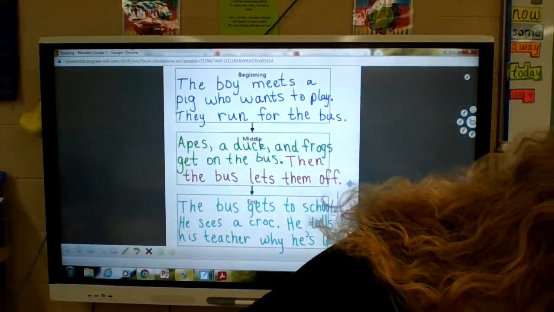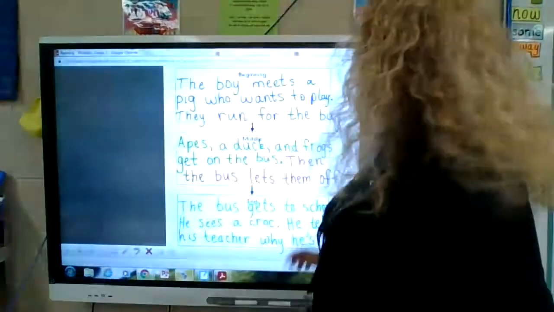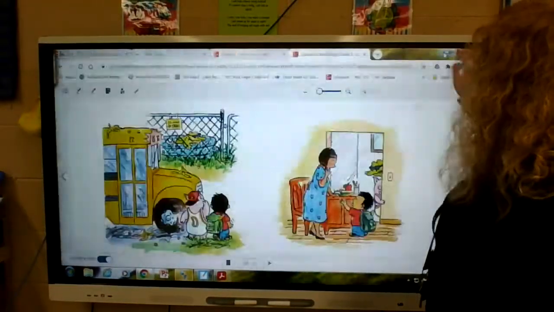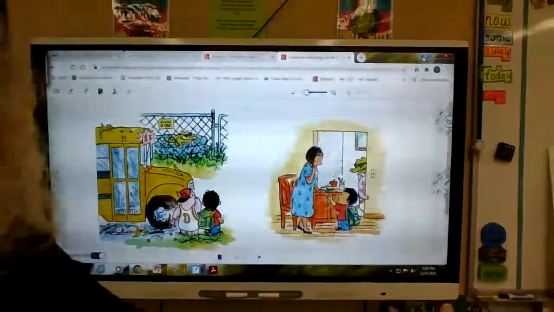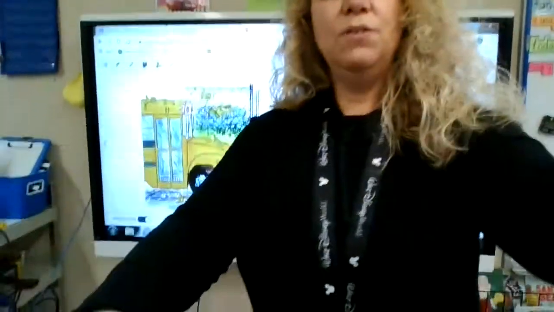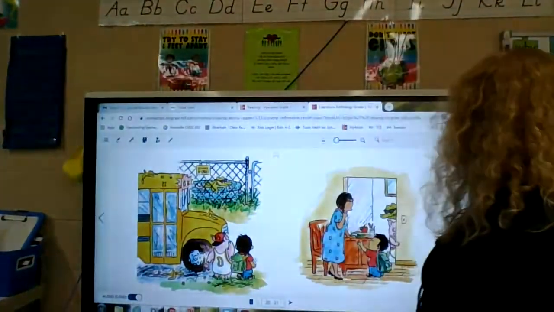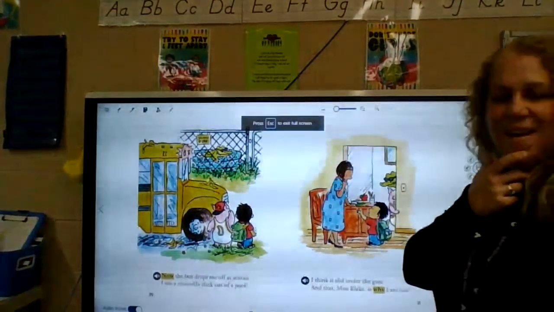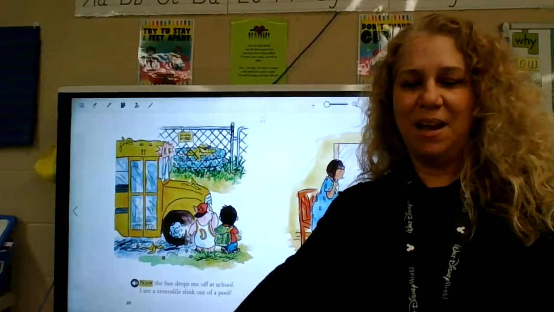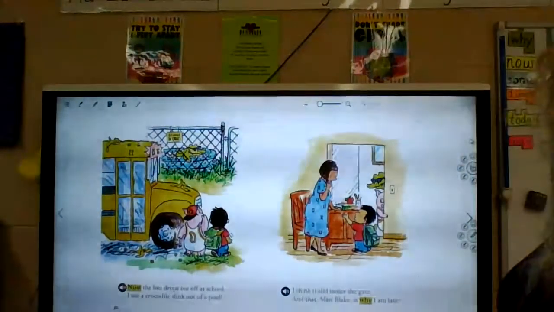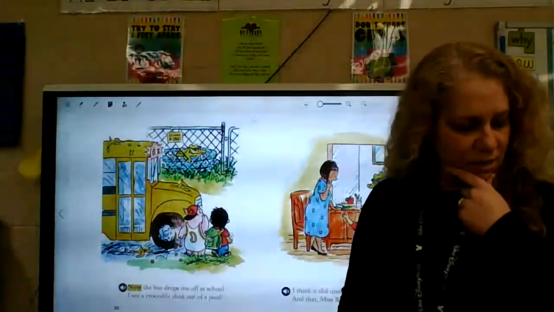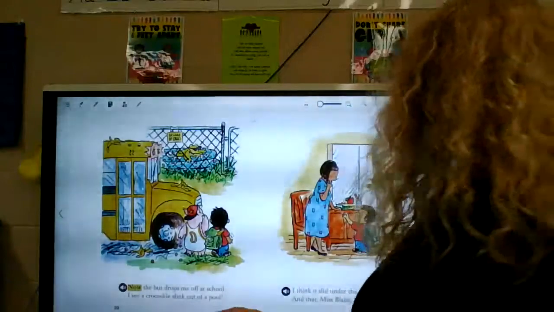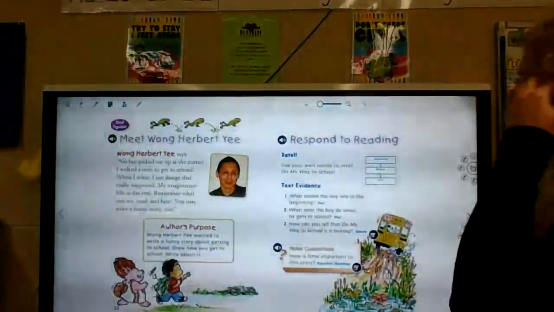Then, do you think the teacher believed him? What do you think? Look at her face. So, do you think that she believed his reason for being late? He gives her gumdrops from the gumdrop tree. I don't know. I think she might believe him. Her face looks like, oh my goodness. Right? Okay.